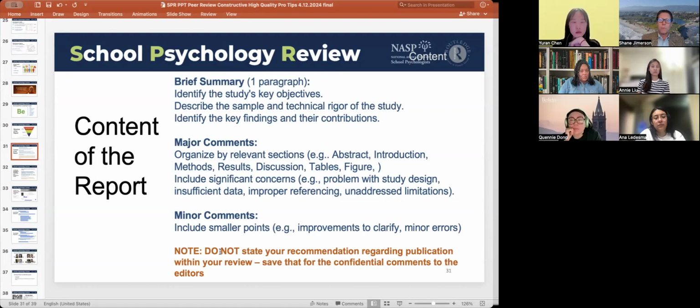And then ultimately, remember this point, do not state your recommendation regarding publication within your review. You save that for the confidential comments to the editors, and you'll actually be clicking a box that's indicating whether you're suggesting that it should be reject, or resubmission not encouraged, or whether it should be major revisions suggested or minor revisions. You'll be checking a box. You'll be selecting one of those. And if you have specific things you want to say to us as the action editors, then you can put that in the confidential comments to the editor, okay? But in your actual decision letter, do not state your recommendation regarding publication.